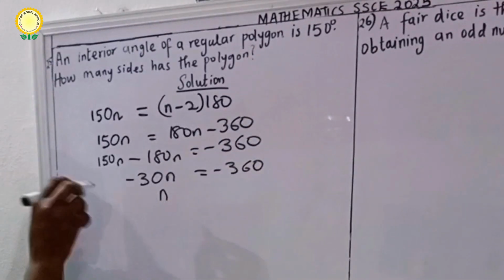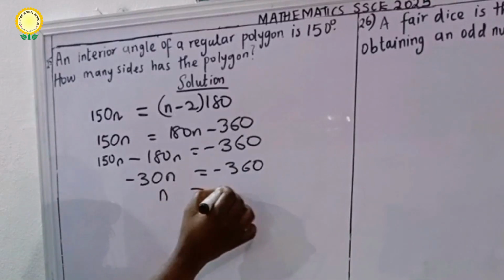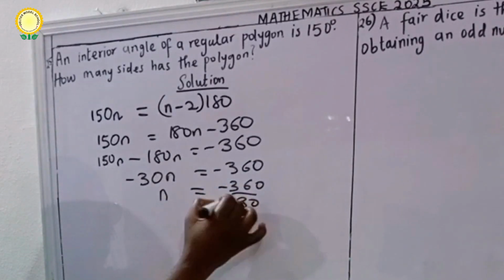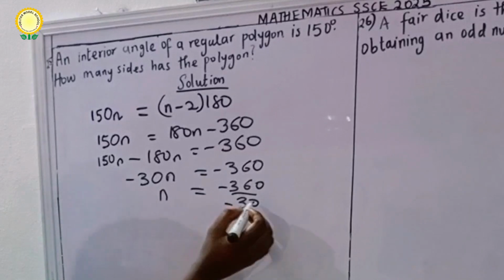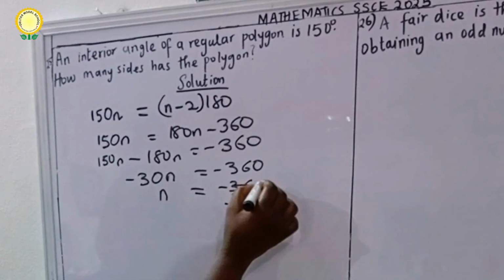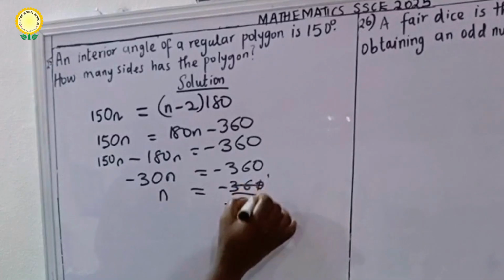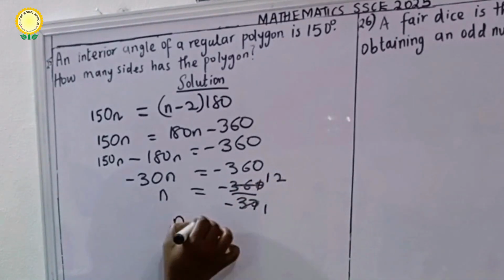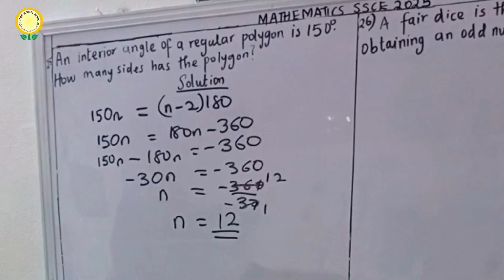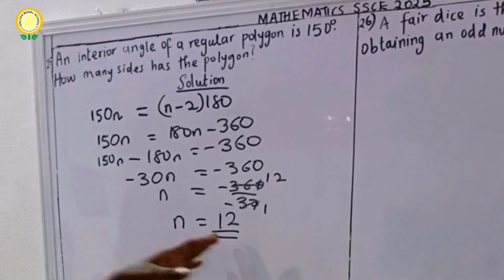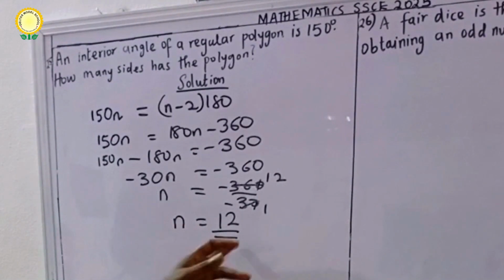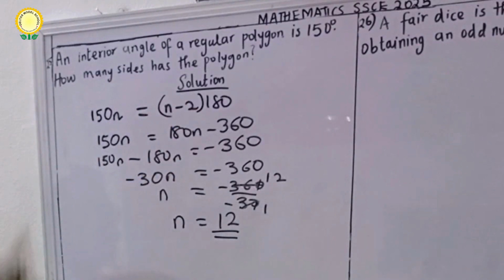Divide both sides by negative 30. You have n equals negative 360 divided by negative 30. Then you divide, and that's 12. So n equals 12. How many sides has the polygon? The polygon has 12 sides, and the polygon has 12 angles. You can check your work by substituting for n here and here. You'll find that your answer is going to be the same.